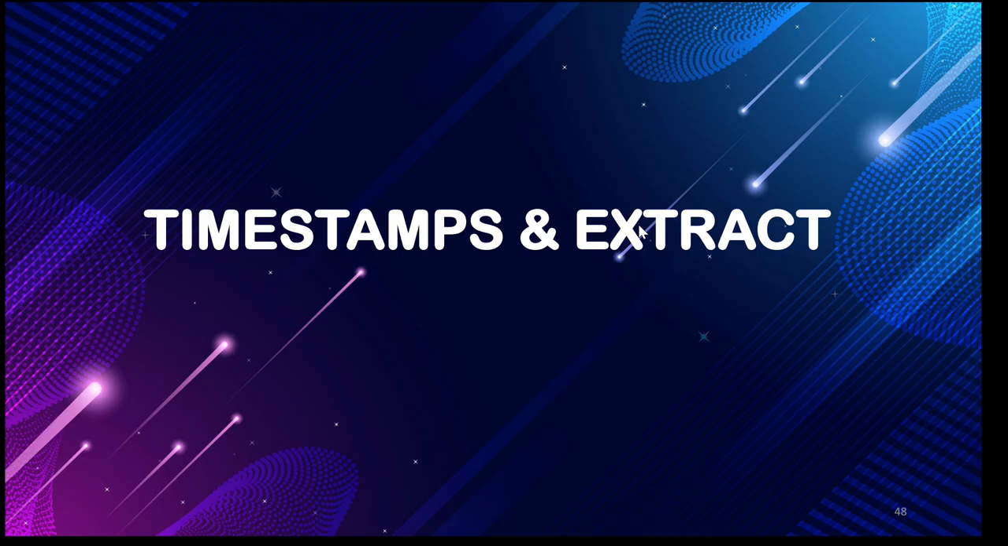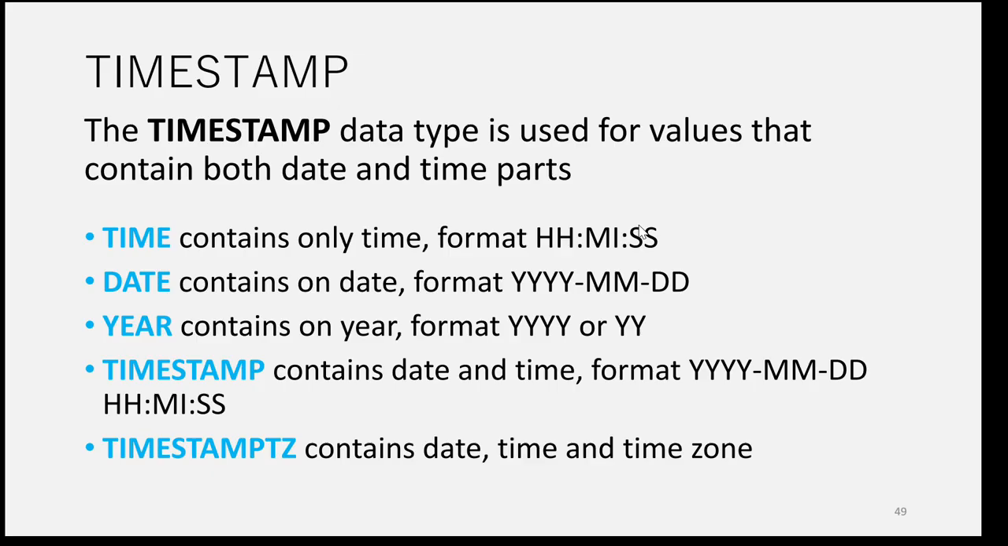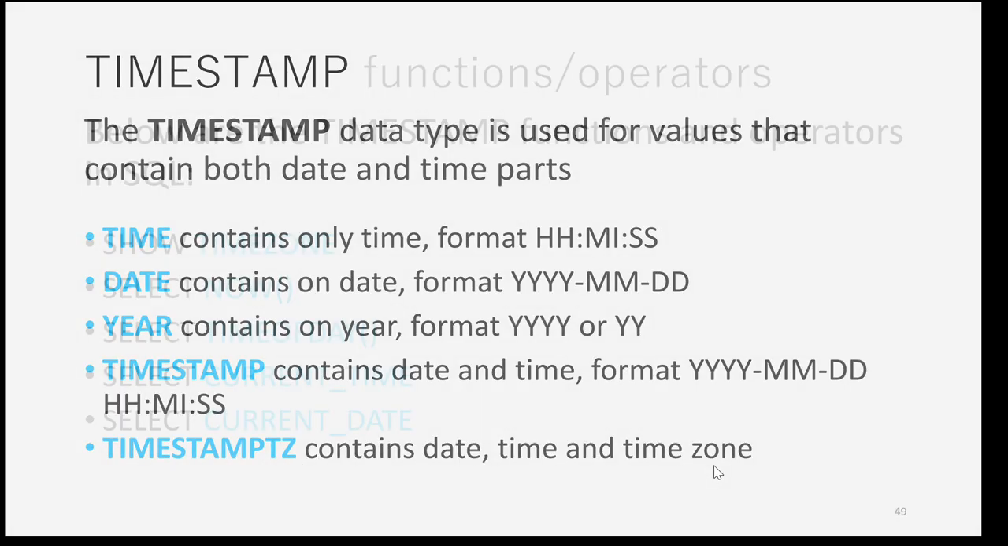Next we'll be going with timestamp and extract. Timestamp means the time. Date will be in the format of year followed by month and then day. Year can be four digits or two digits, like 25, 26 or 2025, 2026. Timestamp is date followed by time. Timestamp with time zone is date, time, and then the time zone.